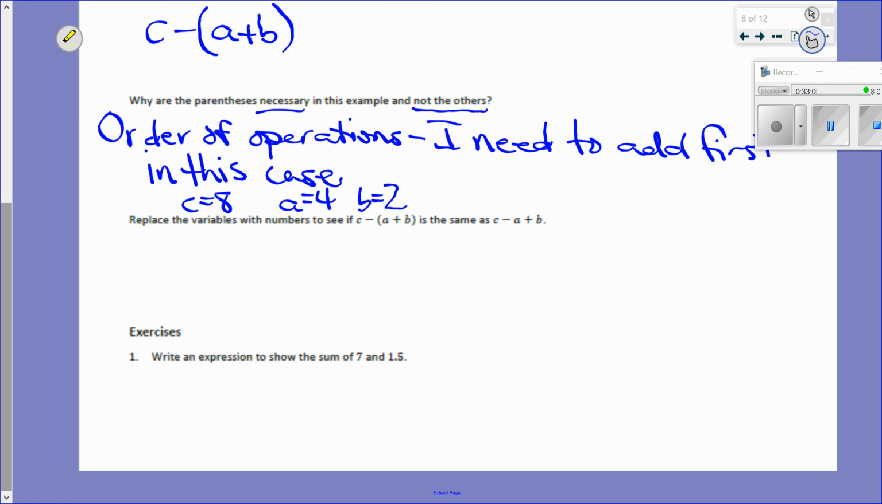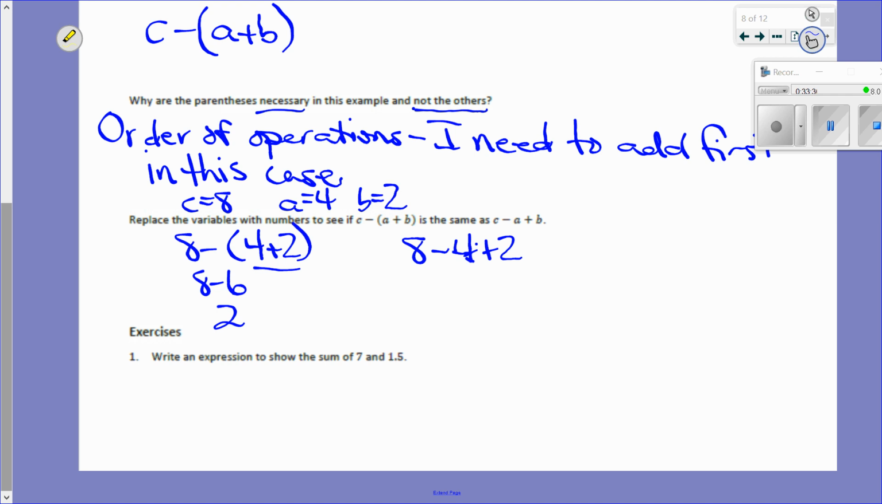So for our first one, for example, 8 minus the quantity of 4 plus 2. What is the first thing I do according to order of operations, Bubbles? Do what's in the parentheses. Good, so I'm going to do that first. I'm going to rewrite that: 8 minus 6, which would equal 2. Now let's take away the parentheses and see what happens. 8 minus 4 plus 2.